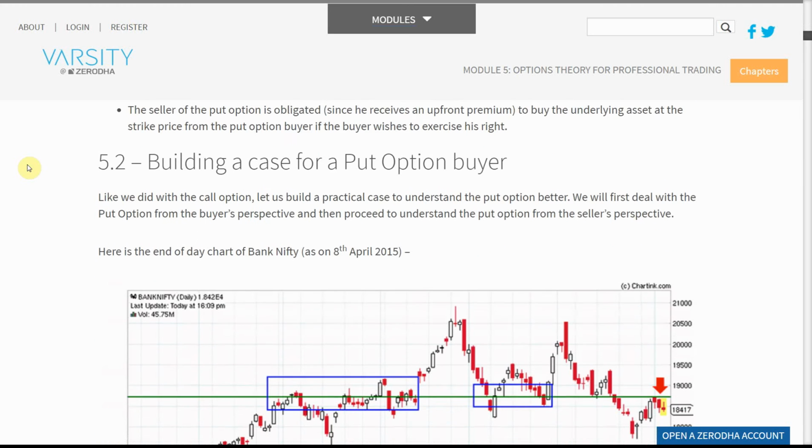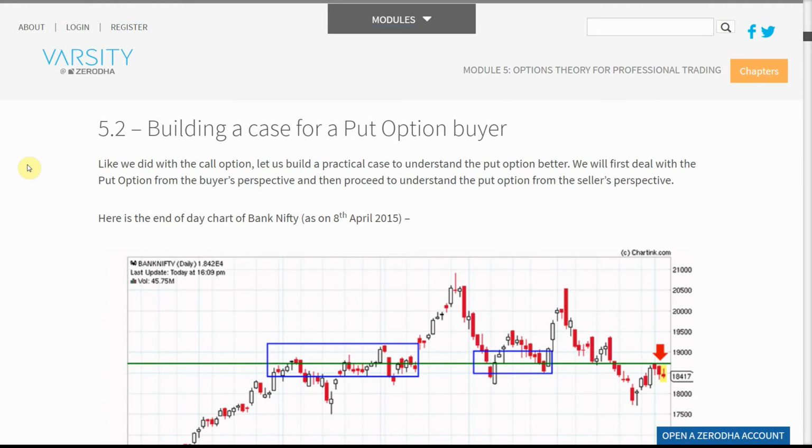5.2 Building a case for a put option buyer. Like we did with the call option, let us build a practical case to understand the put option better. We will first deal with the put option from the buyer's perspective and then proceed to understand the put option from the seller's perspective. Here is the end of day chart of Bank Nifty as on the 8th of April 2015. Here are some of my thoughts with respect to Bank Nifty.